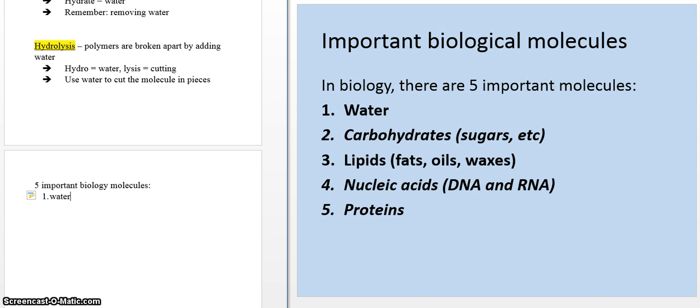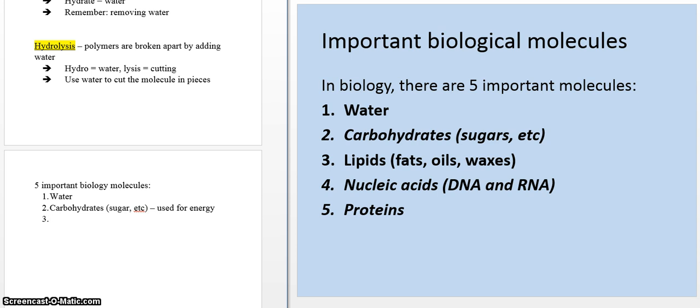The first one is the easiest one, water. Obviously, water is important. We're doing a whole lab tomorrow just about water and all the cool things that water can do. Number 2 is carbohydrates. Those are your sugars and your fibers. Carbohydrates are used for energy. And actually, while we're here, I'm just going to go ahead and write that in. So that way we remember it for later.